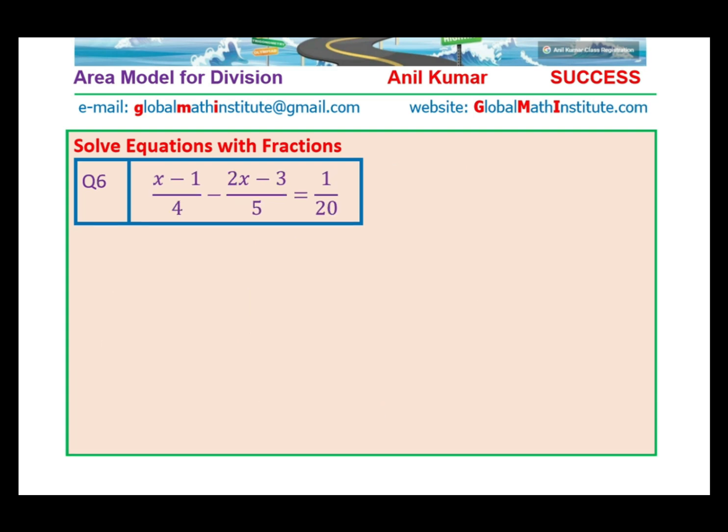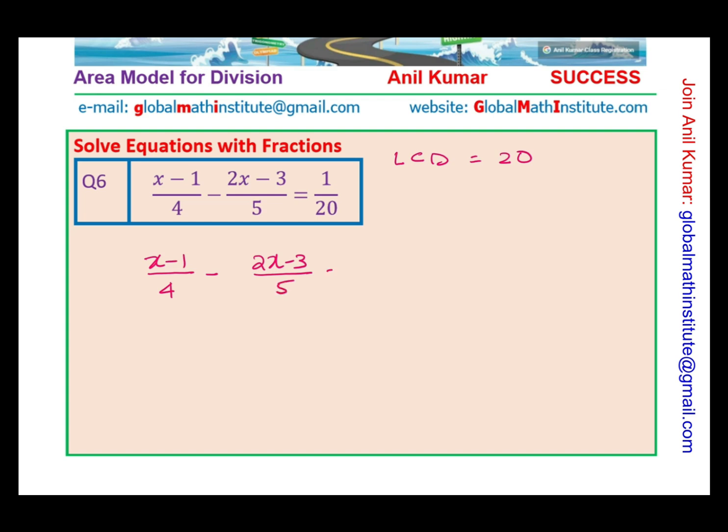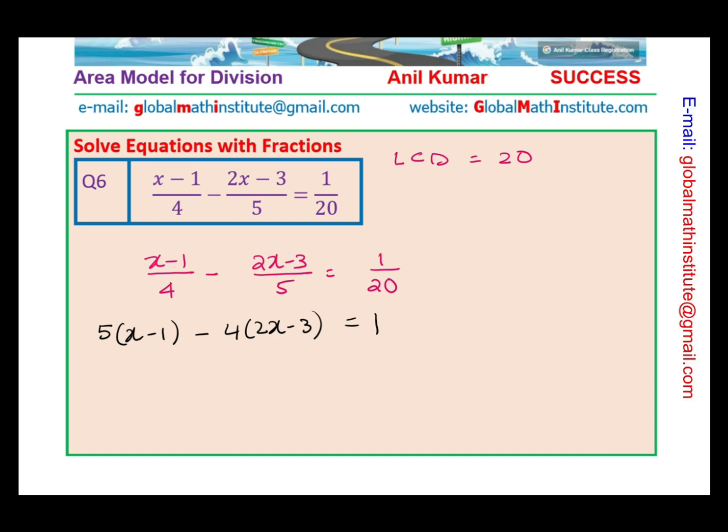Now this last question, find out the lowest common denominator. 5, 4 and 20, right? So we know the lowest common denominator is 20 for us. So we have x minus 1 over 4 minus 2x minus 3 over 5 equals to 1 over 20. When you multiply each term with 20, what happens? Well, it becomes 5 times x minus 1 minus 4 times 2x minus 3 equals to 1. Makes sense?